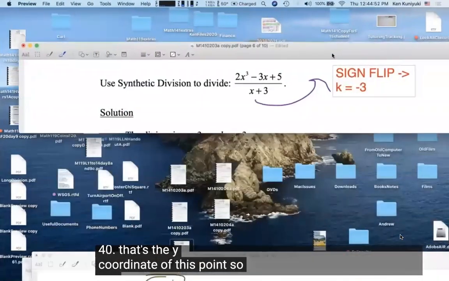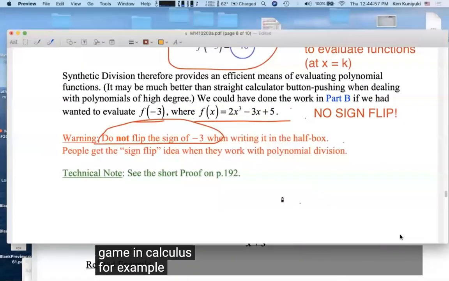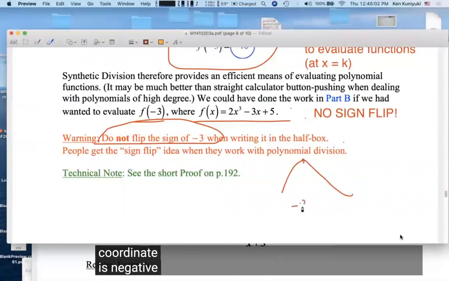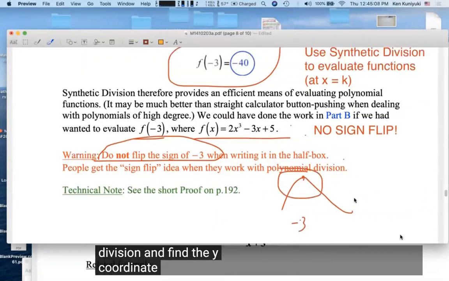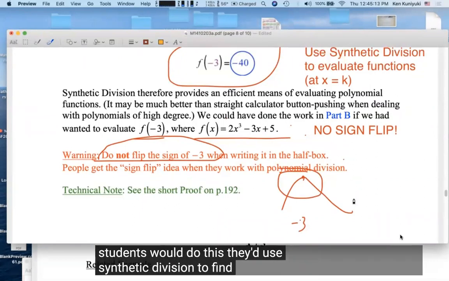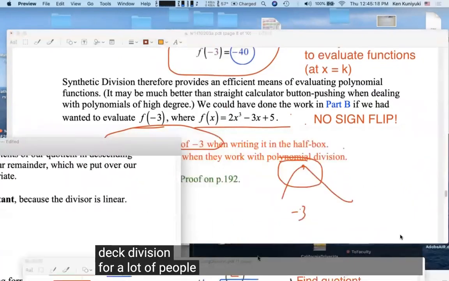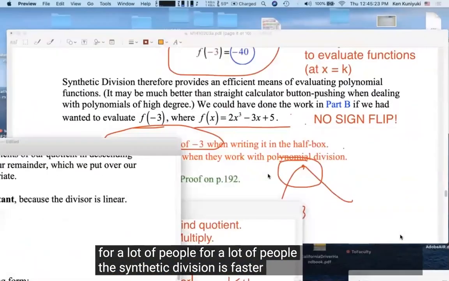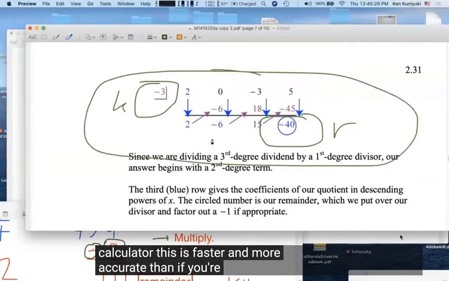So you might actually want to play this game in calculus. For example, what if you have a max point up here? Let's say you know its x coordinate is negative 3. You can use synthetic division and find the y coordinate. In fact, when I taught calculus, students would do this. They'd use synthetic division to find y coordinates. It's very convenient. For a lot of people, synthetic division is faster than if you were to actually plug into a calculator. This is faster and more accurate than plugging into a calculator.